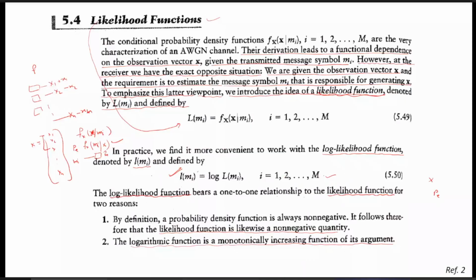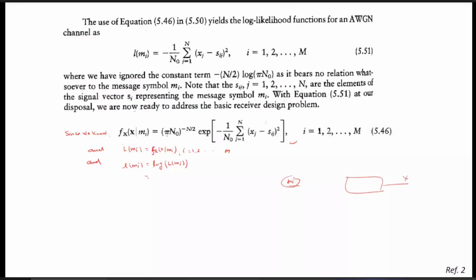So how can we define this? You can see this expression f_X(x | m_i) is defined, which I have again rewritten over here. It is defined by (π N0)^(-N/2) exp(-(1/N0) summation of this term). If you take the log of that, because this is nothing but the capital likelihood function L(m_i), it will give us the small l(m_i), that is the log likelihood function. So to get the small l, we simply need to take the log of these functions.